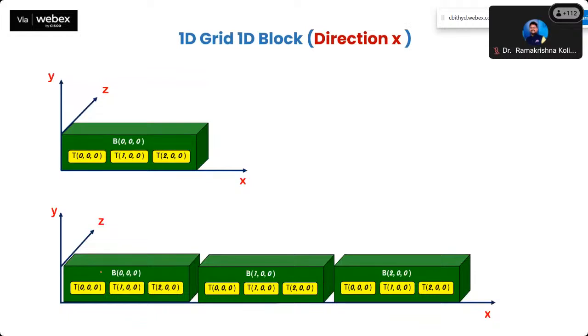Now just view here a 1D grid, 1D block. All blocks are arranged in the x direction and threads are also arranged in the x direction. Here you can see there are three blocks, all arranged in the x direction, and within a block all threads are arranged in the x direction. Another important point to note is that within a block each thread has its own thread index, and this index is the same across blocks.